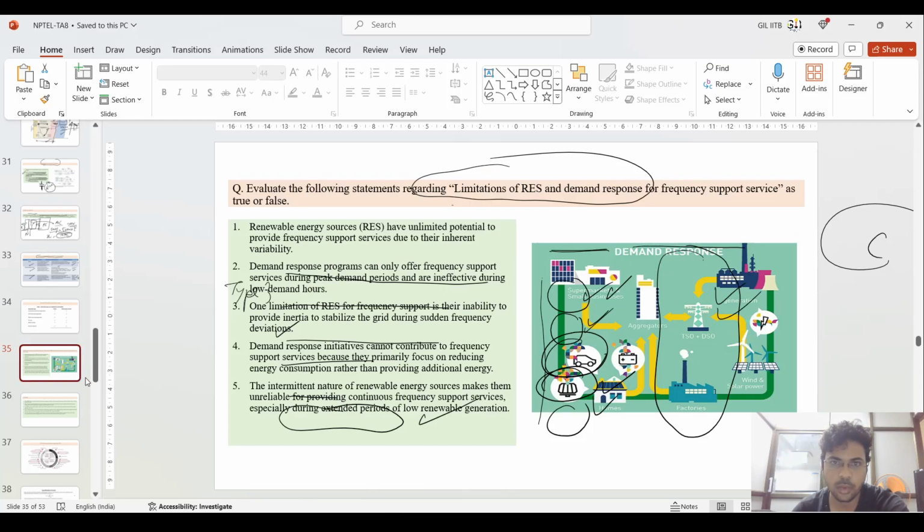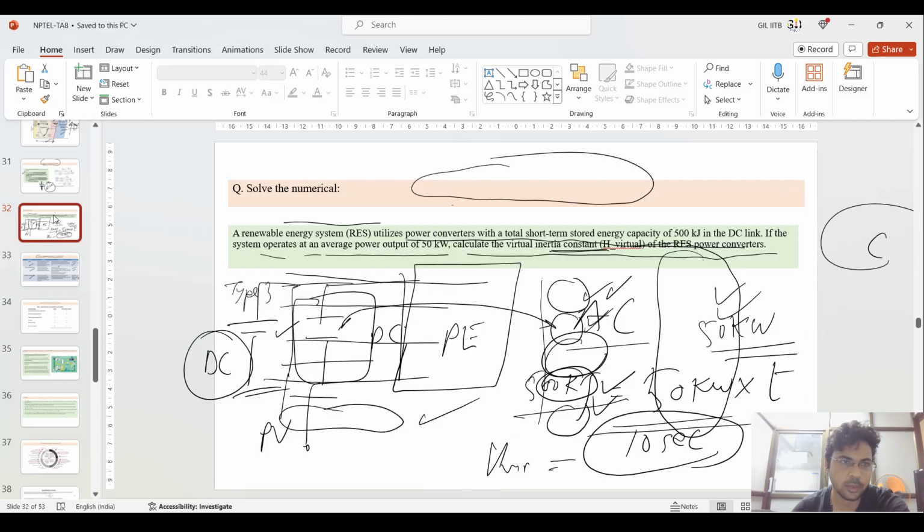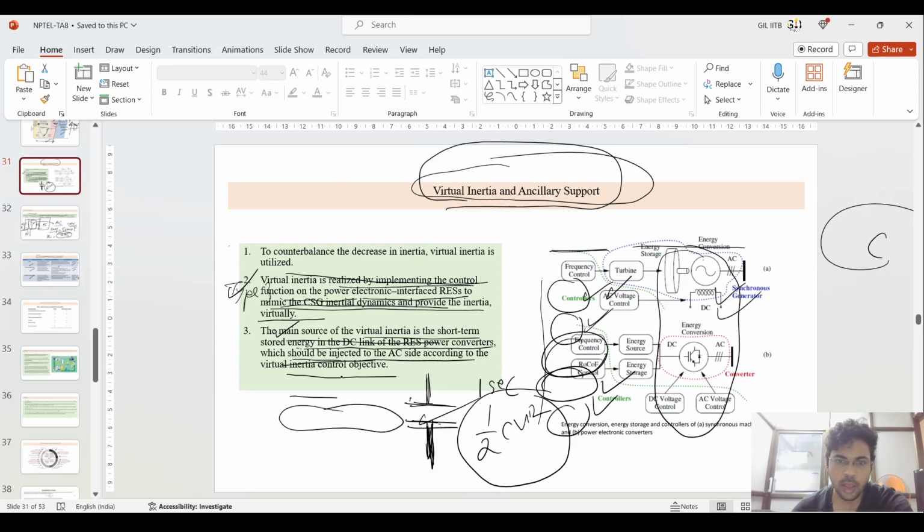Okay. Dhanji Singh, please repeat this virtual inertia concept. Okay. Let me explain this virtual inertia concept through this.